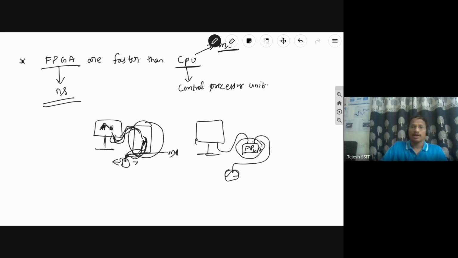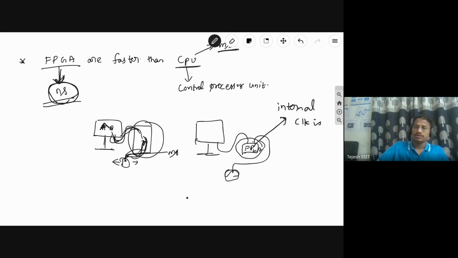Coming to the subject, FPGAs are faster than CPUs. Sir, why do FPGAs move in nanoseconds? It is because of the internal clock. I will explain this point after the session, after some time, don't worry.